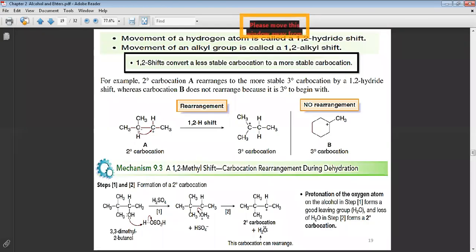1,2 hydride shift. Okay. 1,2 hydride shift gives us tertiary carbocation. Anyone is more stable? Tertiary carbocation. Now, look to this. This any type of carbocation? No tertiary carbocation. Okay? That meaning we don't have any rearrangement here.